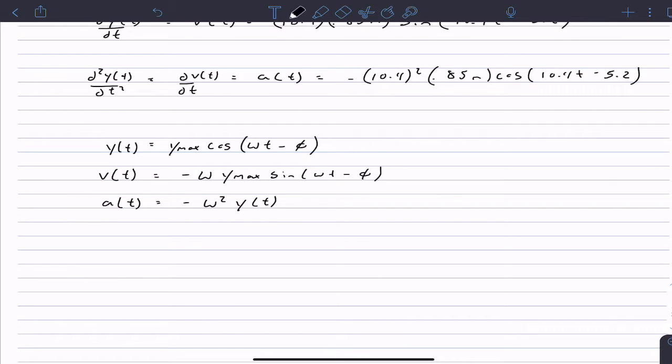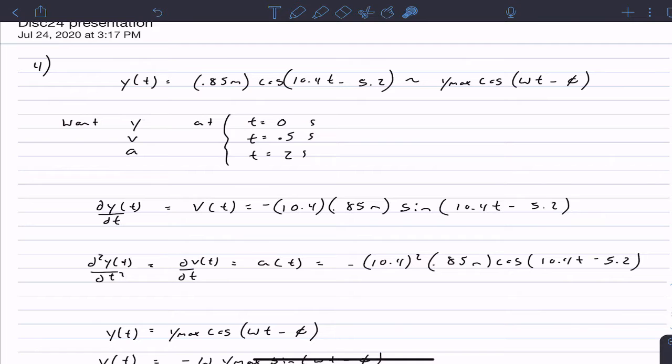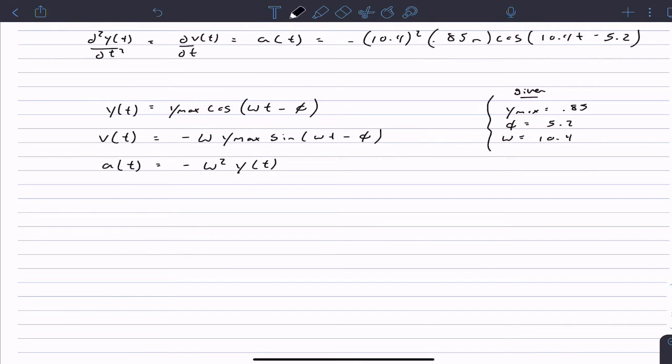Okay, so now that we know also y max, our amplitude is 0.85 and our phase shift is 5.2. So we have all of the information that we need, right? So y max is 0.85, phase shift is 5.2, omega is equal to 10.4. Okay, those are given. So now we just plug in for 3 different values.